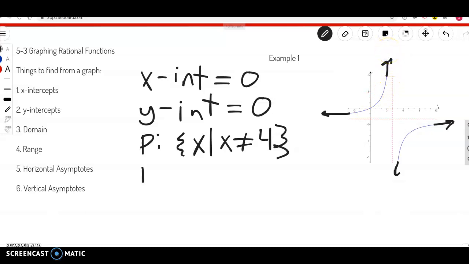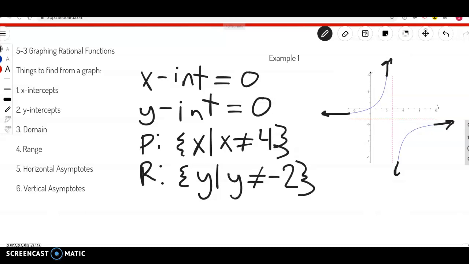Therefore, when we're looking at our range, because we're talking about y values, it is the set of all y such that y cannot be -2 in this case, because every other y value is hit by this graph except for -2.